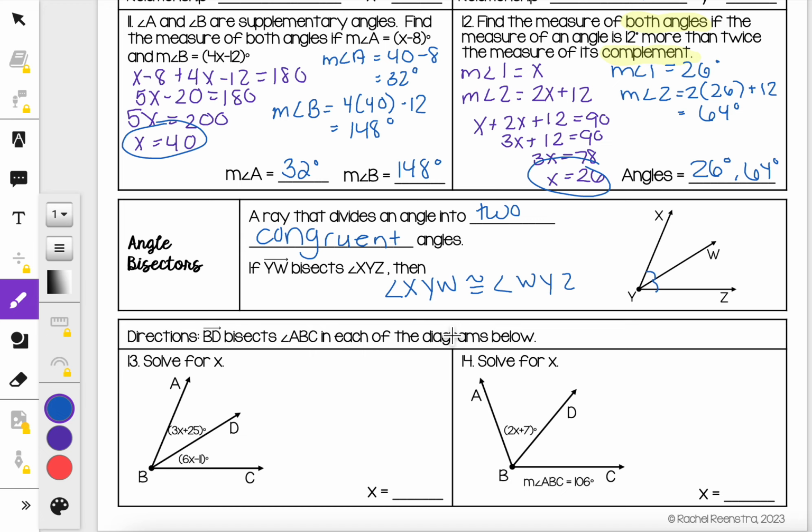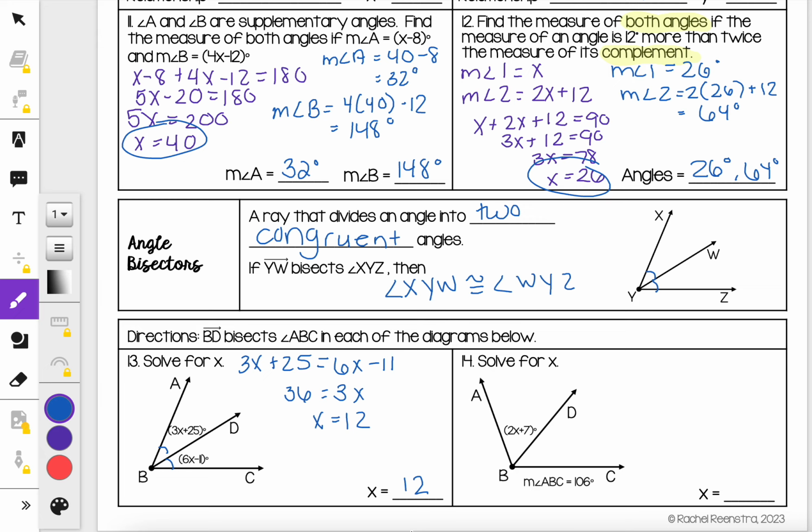Okay, so for numbers 13 and 14, it says that ray BD bisects angle ABC. In each of the diagrams below, we want to solve for x for each of these. So if I look at number 13, if it's an angle bisector, I know those two angles are congruent. So angle ABD is congruent to angle DBC. So we're going to set them equal to each other. And we're going to get 3x on the right side, 36 on the left, and x equals 12.